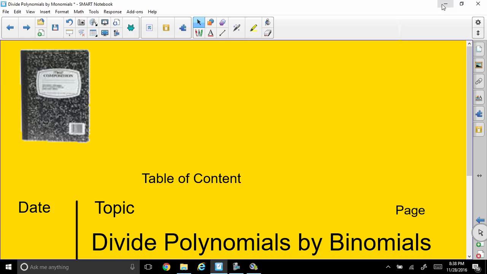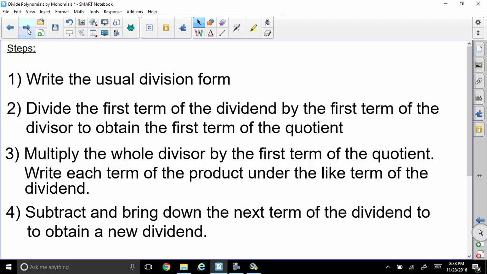This is Dr. Robinson again, and we are going to continue our studies. This time we're talking about dividing polynomials by binomials. Step 1, write the usual division form.